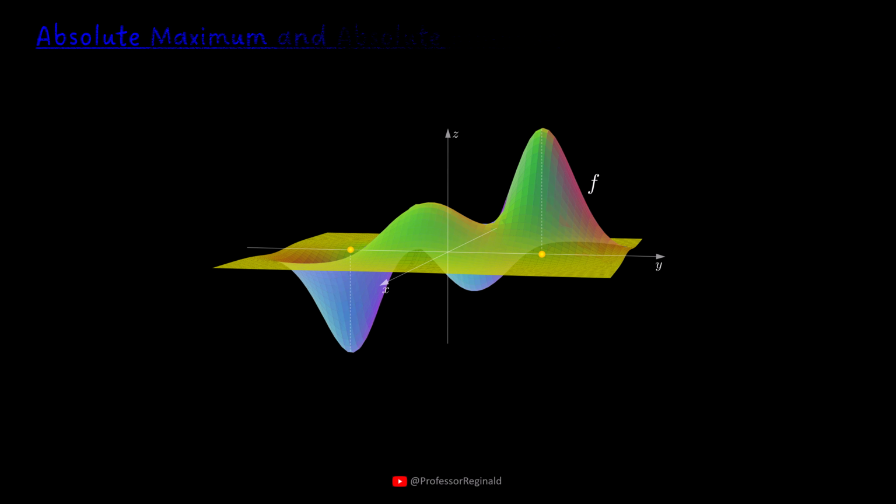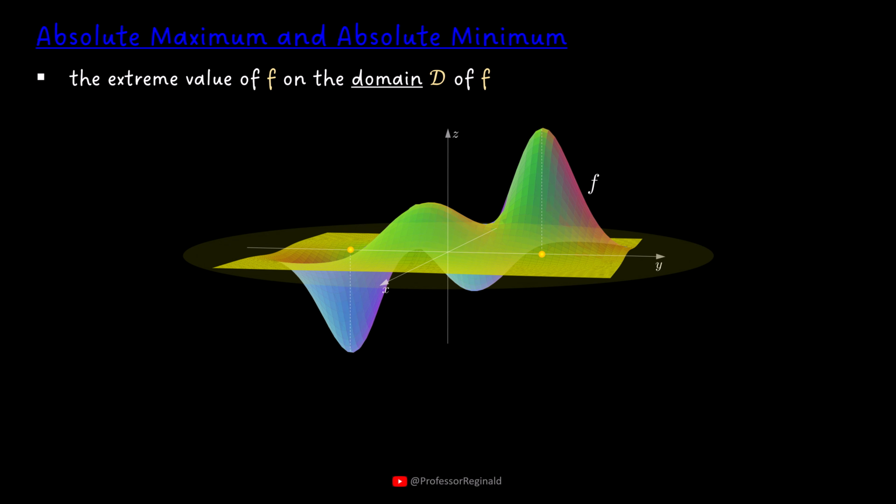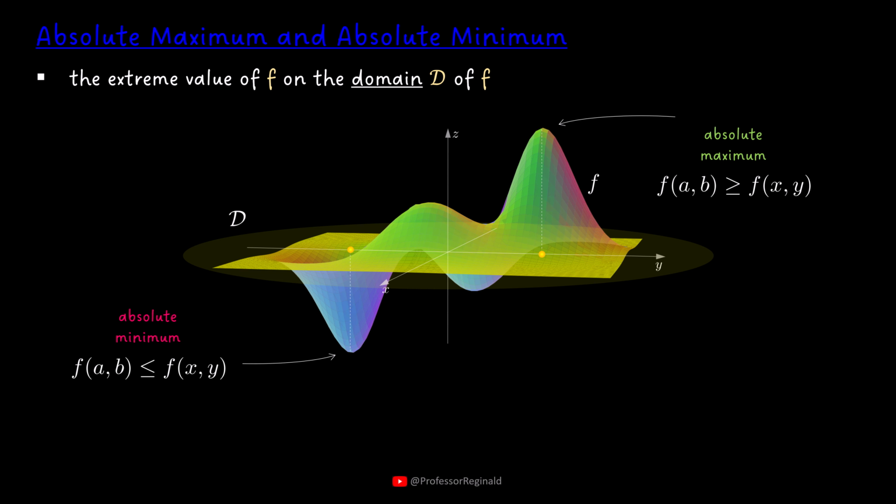Absolute maximum and absolute minimum. An absolute extremum is the extreme value of a function on the domain of the function, and not just on a neighborhood or near a critical point. An absolute maximum is the highest value of a function for all points in the domain. Meanwhile, an absolute minimum is the lowest value of a function for all points in the domain.